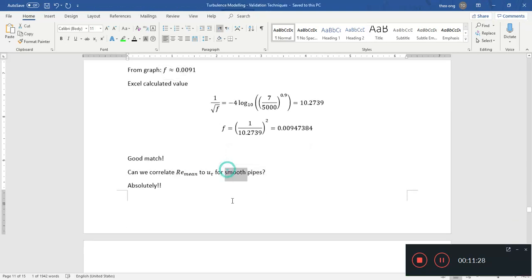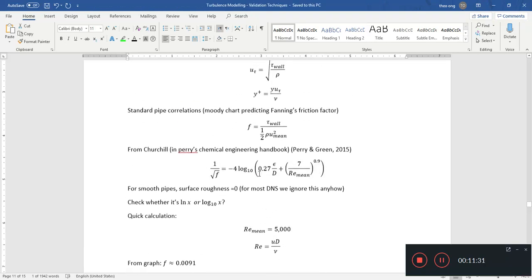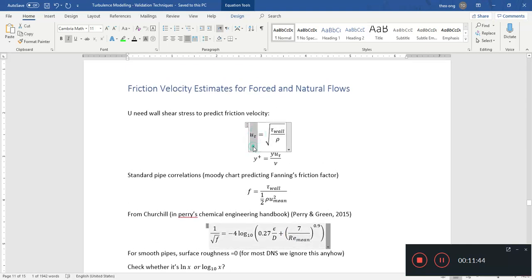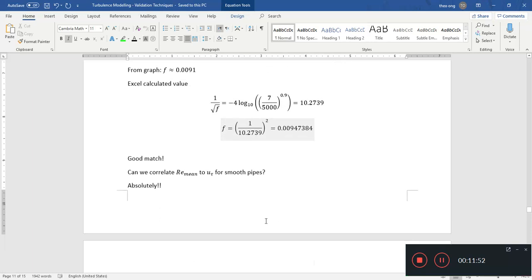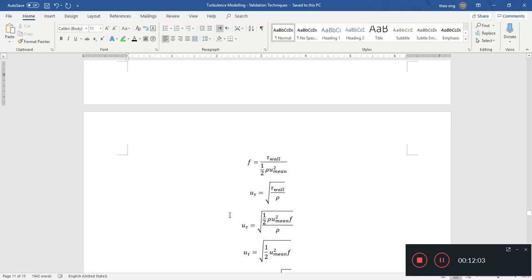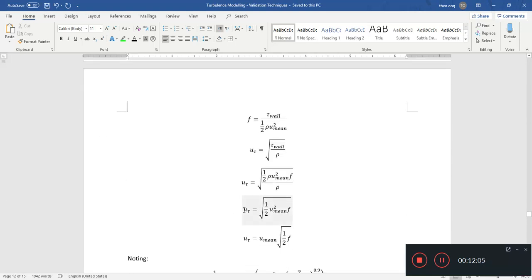So how do we correlate? This is a lot of formulas, isn't it? You have this friction factor f, which you have to manually calculate, and then you want to correlate this to tau wall, and tau wall you want to bring it here, all that kind of stuff. It's a bit annoying sometimes. So how do we have, let's say, the mean Reynolds number correlate directly to U tau for smooth pipes? So this is a smooth pipe correlation. Can we do it? Absolutely. I'm just going to show you some of the steps in the derivation, or maybe all of them.